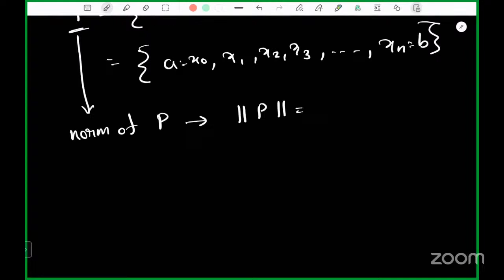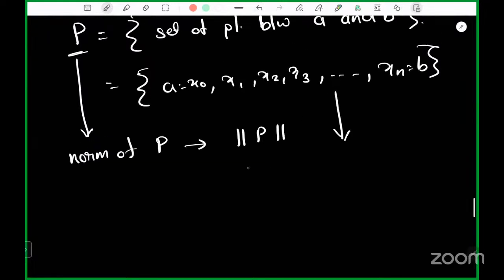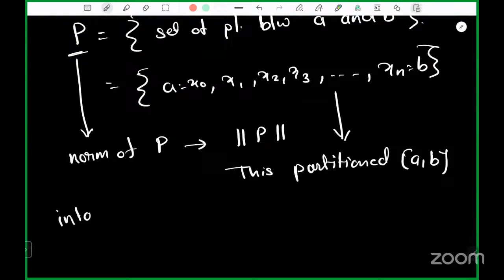Let me introduce what a subinterval is first. As you introduce the partition, the name partition means that this particular subset partitions the closed interval a comma b into several subintervals.